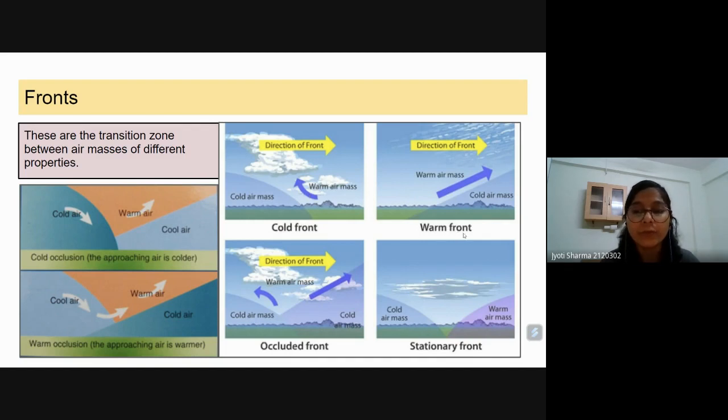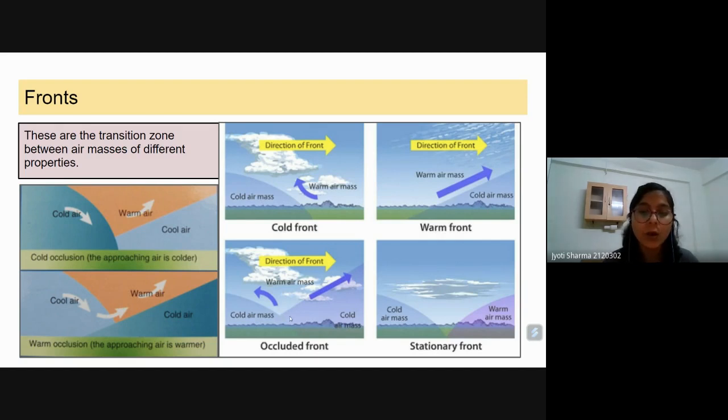If we talk about the warm front, here the warm air mass pushes the cold air mass. In this case too, the warm air mass will go up over the cold air mass. But here we can see the boundary of the air masses: here it is very gentle and here it is steep. Then we have the stationary front, when there is no movement in the air masses. Here it is warm, here it is cold, and there is no movement. Then it is the stationary front.